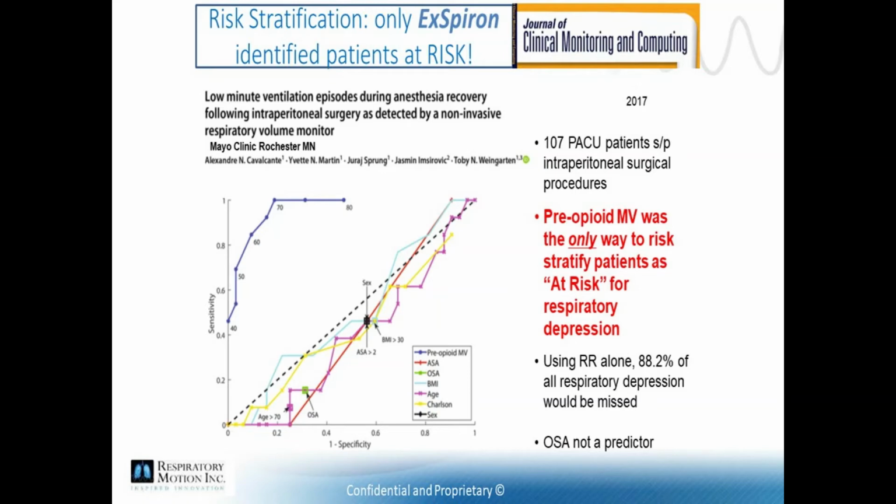In another study conducted at the Mayo Clinic, 107 PACU patients who had undergone abdominal surgical procedures were monitored. Only the ExSpiron identified patients that were at risk for respiratory compromise. Using respiratory rate alone missed 80% of all respiratory compromise. None of the standard demographic parameters or pre-op scores predicted respiratory depression. Only moderately lower minute ventilation prior to opioid administration predicted low minute ventilation alarm criteria, with the conclusion that the ExSpiron could be used to adjust timing and dosing of opioids.